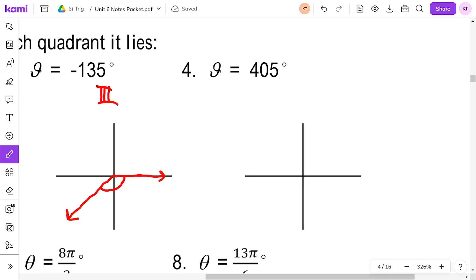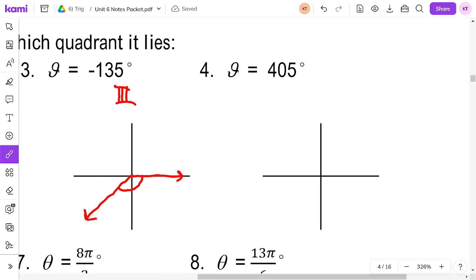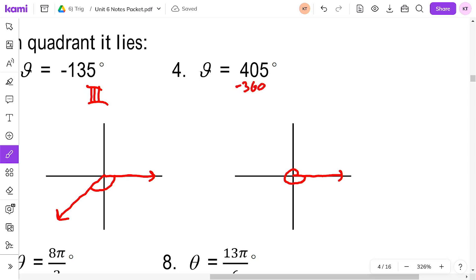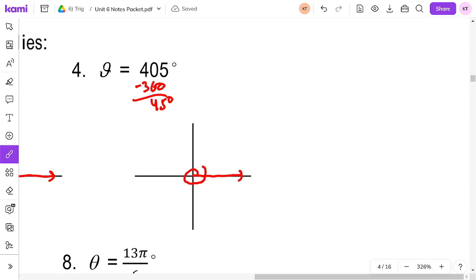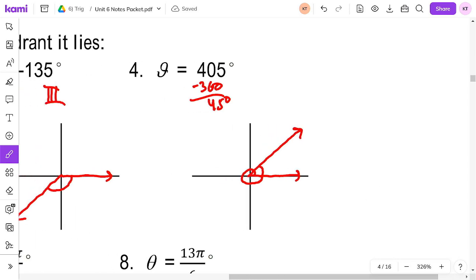And then 405 degrees, as we can see, this is greater than 360 degrees. So we're going to make one full rotation here. So I'm going to start, go one full rotation counterclockwise. So that's 360 degrees. So if I subtract 360 from this, that leaves me with 45 degrees. So I just go 45 more degrees from this point here. And that will give me my angle. We indicate that it's greater than 360 degrees by having that circle go around more than once. And that will be our angle.